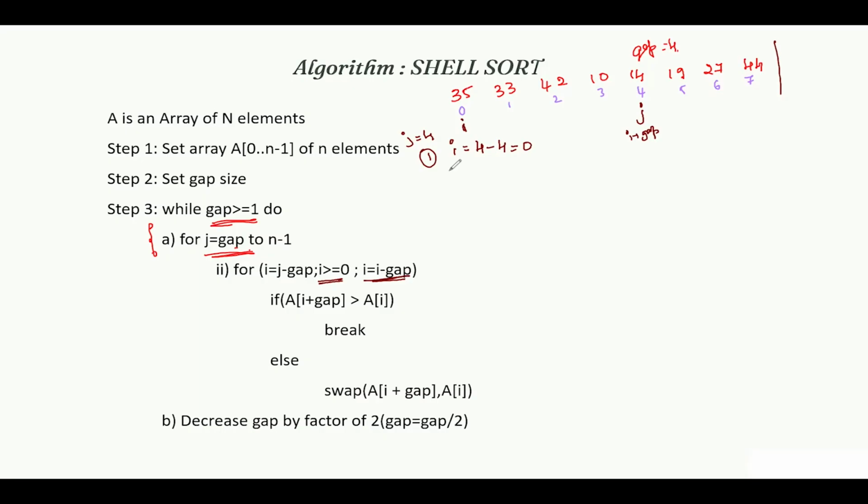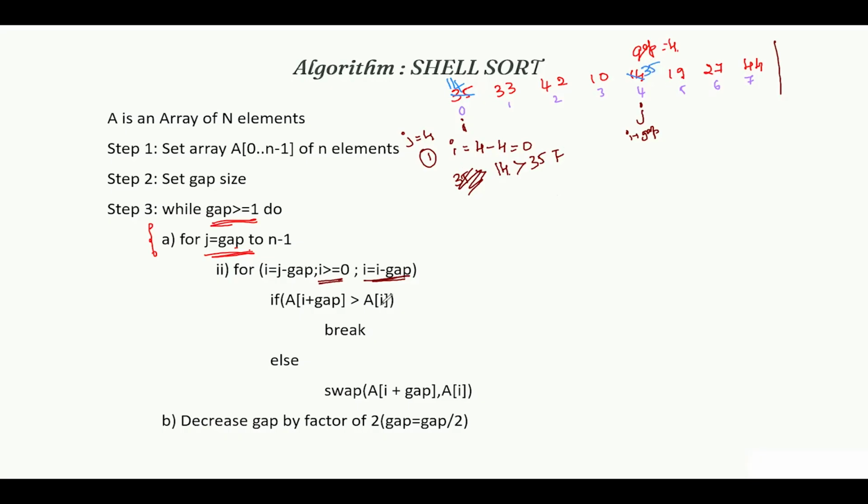All right, so let us see if 35 is greater than 14. Sorry, it is a of i plus gap, that is, if 14 is greater than 35. So in this case, it is false because 14 is not greater than 35. Hence, we are not going to break. Instead, we are going to swap the values. So now, after this for loop, 14 is over here and 35 is swapped over here.